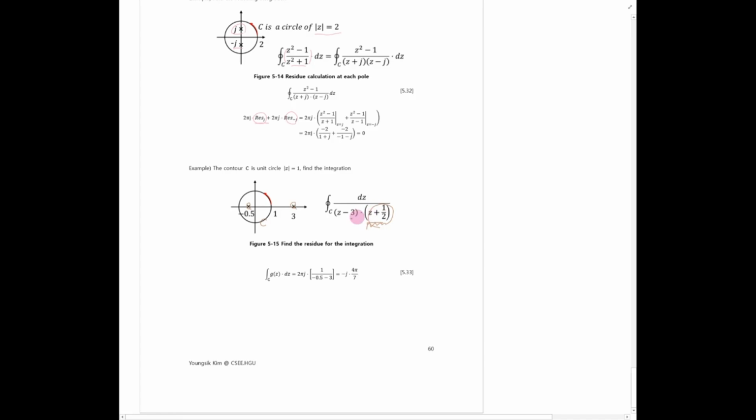So multiply by g plus 1.5, and this one will disappear, and g approaches minus 1.5, giving 1 over g minus 3. Then it will give 1 over minus 1.5 minus 3, and multiplying by 2 pi j will give the integration of that one. So we can find the contour integration of this one by use of residue theory.